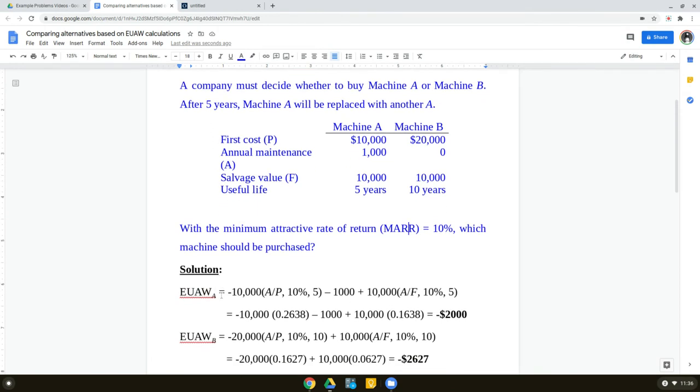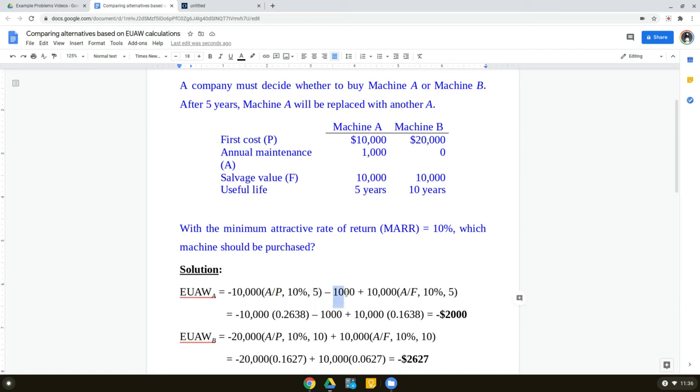So EUAW for machine A is equal to minus $10,000, minus 10,000 cost, that's why it is negative, and it is P value. We want to convert it into its equivalent annual value. So we need to multiply it by the A given P factor, which we can find from the compound interest tables, at 10% and life is 5 years.